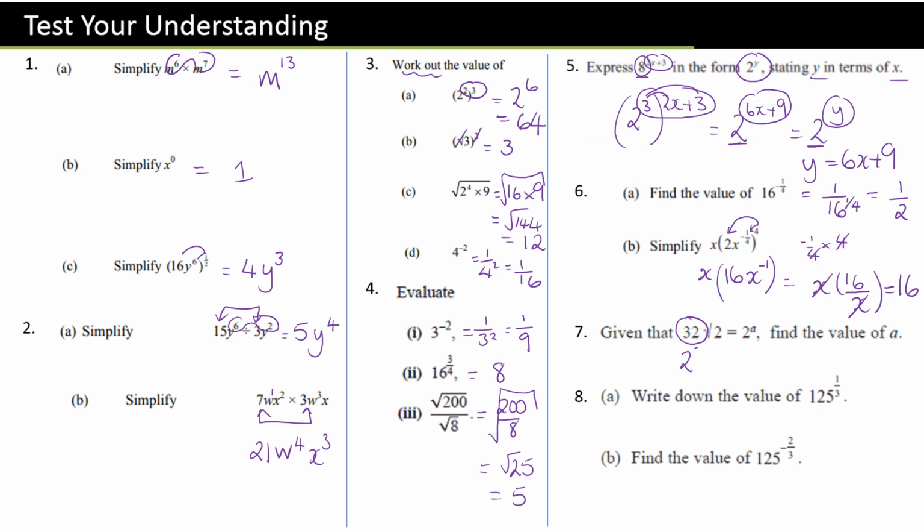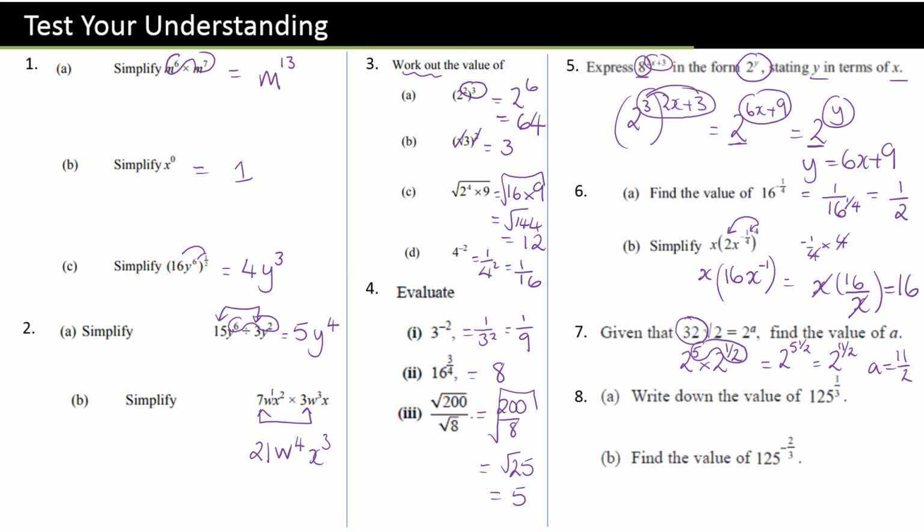So we can replace 32 with 2 to the 5, and then the square root of 2 is 2 to the half. So then using that rule number 1, you can add those indices. So that will be 2 to the 5.5, which is equal to 2 to the 11 over 2. So a is equal to 11 over 2 or 5.5.